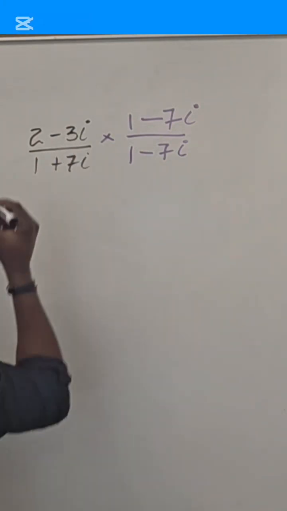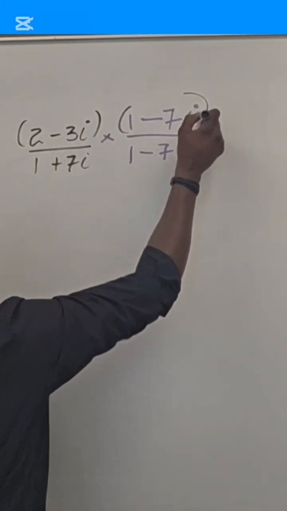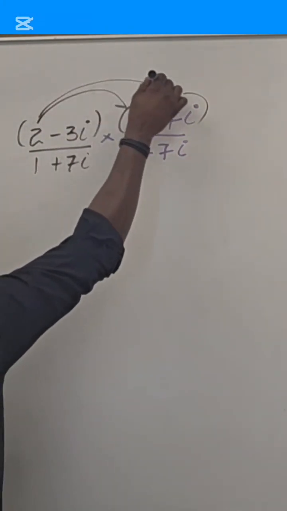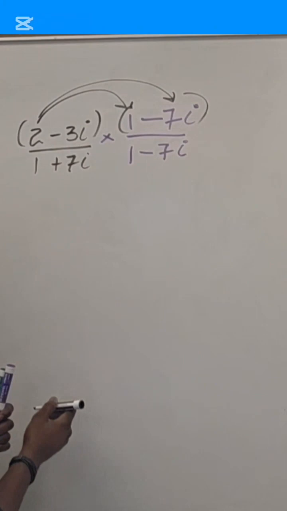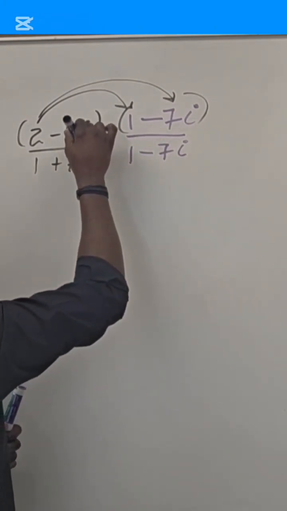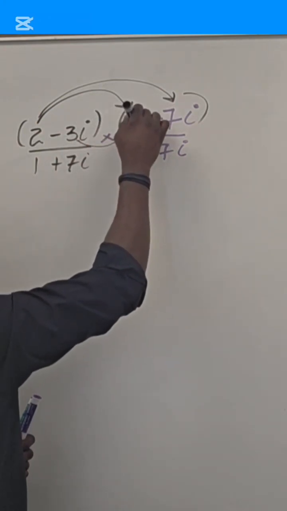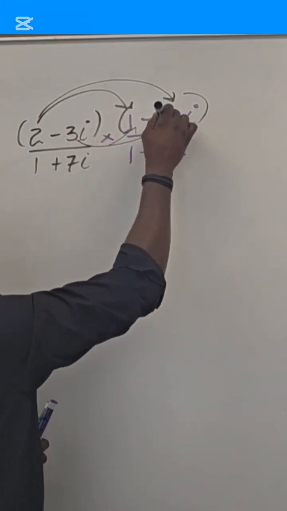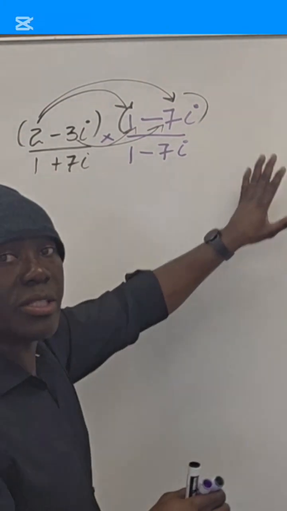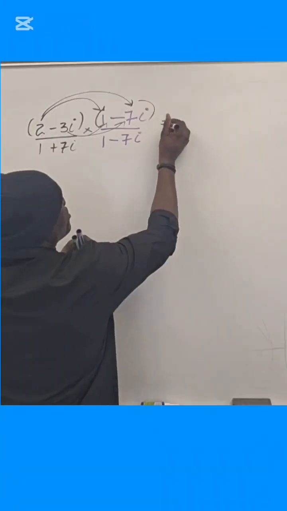For example, if I introduce the parentheses here, we're going to have 2 times 1, then 2 times negative 7i. Then we're going to have negative 3i times 1, and then negative 3i times negative 7i. So we could do the top, then we do the bottom. I'm going to do the top first.